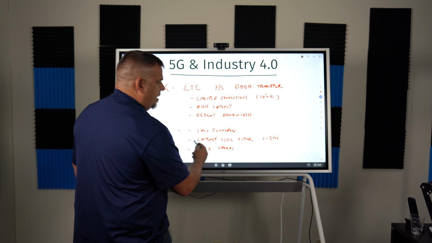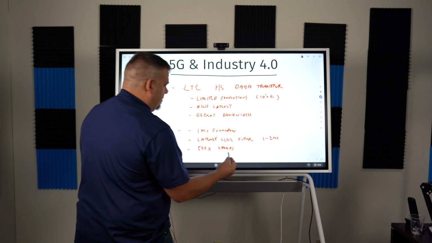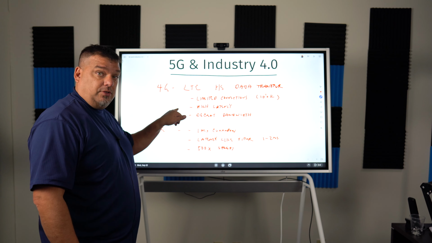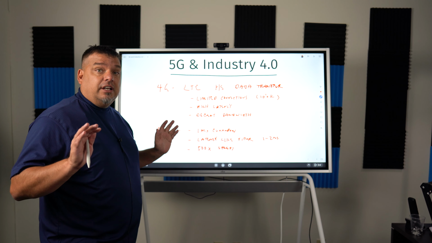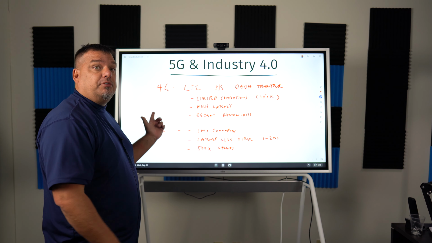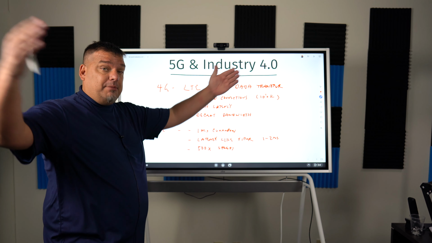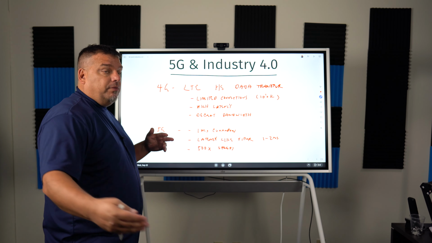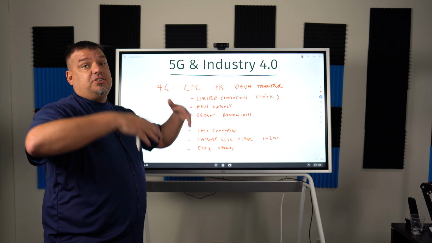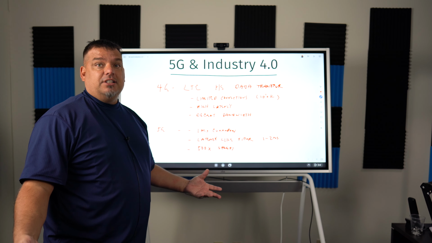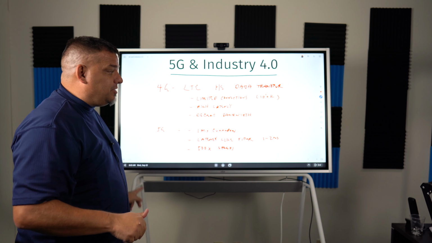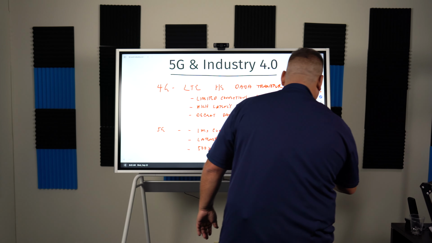So a combination of the really low latency and the 100 times the bandwidth that you get with 4G equals speeds. You can download things at 500 times the speed you could with 4G. So it's 100 times more bandwidth, and a factor of 5 in terms of latency reduction, which translates into 500 times increase in speed. Okay, so what does that mean? There's one other piece I want to talk about before we talk about what it means for Industry 4.0.